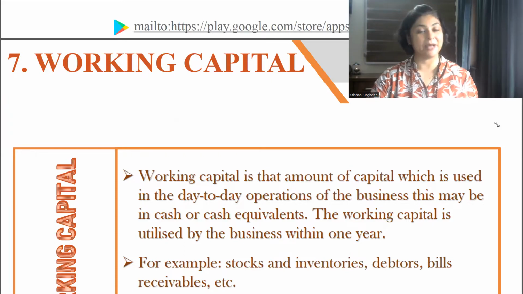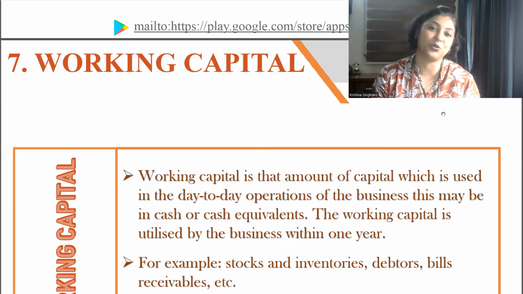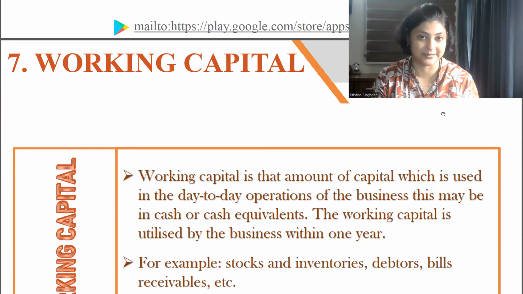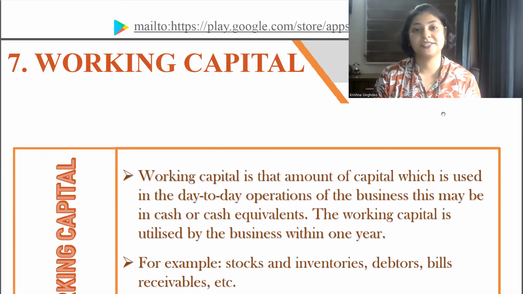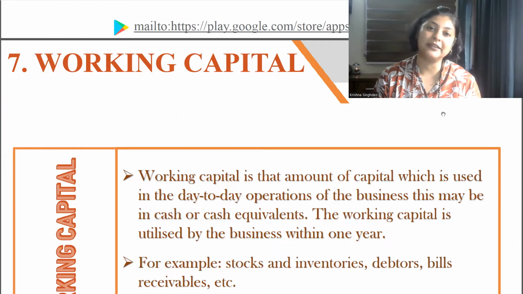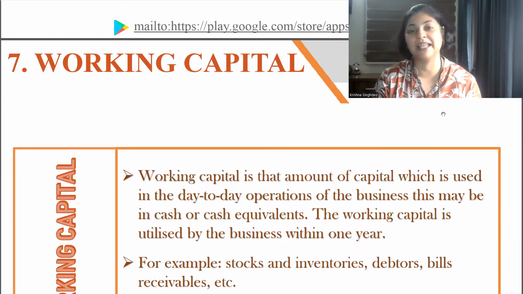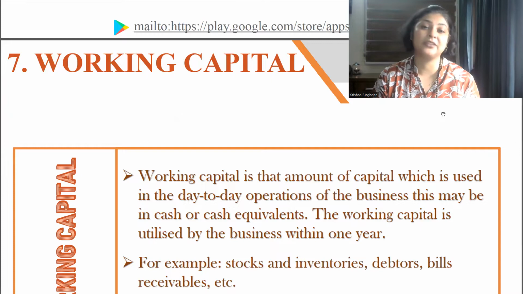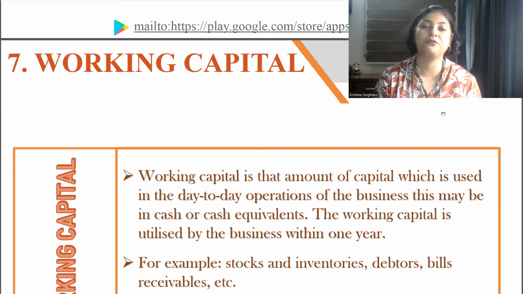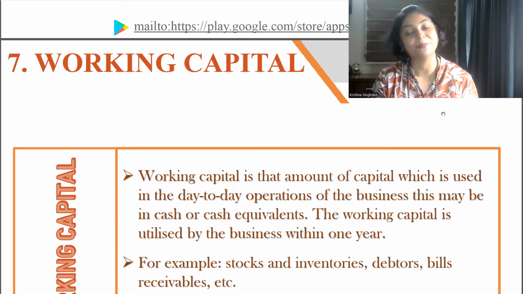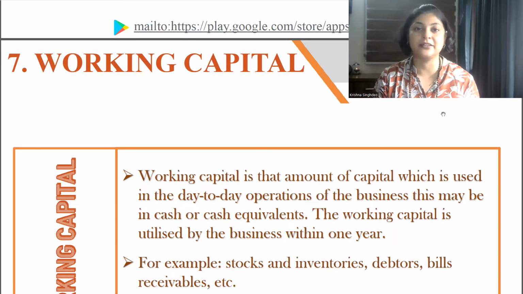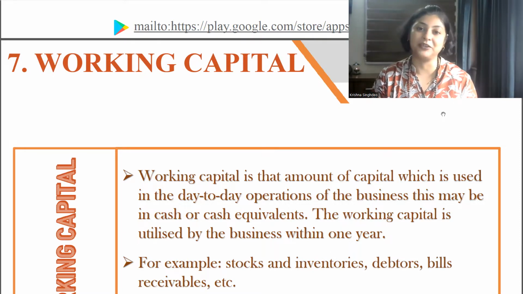First of all, working capital is that amount of capital which is required for day-to-day functioning of a business. The capital which is required for the payment of raw material, the capital which is required for payment of salaries to the worker, and the capital which is required for the payment of electricity bill and the other expenses. This is not the capital which is required for the acquisition of fixed assets like plant, machinery, land, building, etc. This is the capital which is required for day-to-day functioning of business. For example, investment into the inventory.